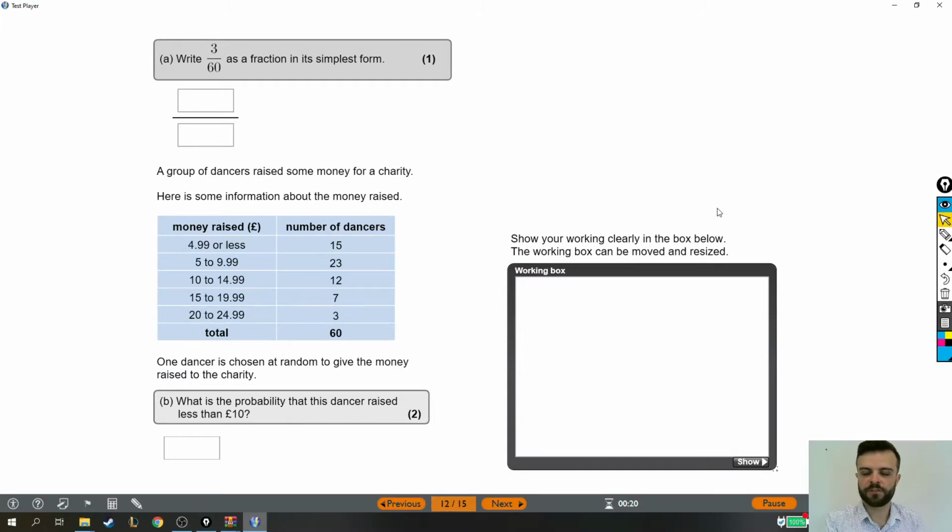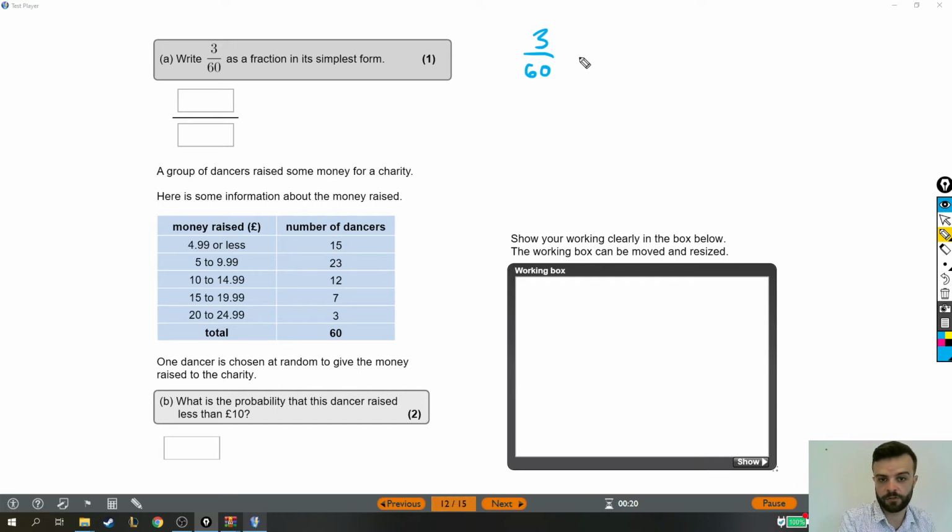All right, so the first part of this question is actually fairly straightforward. We just need to write 3 over 60 as a fraction in its simplest form. When we simplify a fraction, we're looking for a number that goes into the top and the bottom, so we can divide by that number.